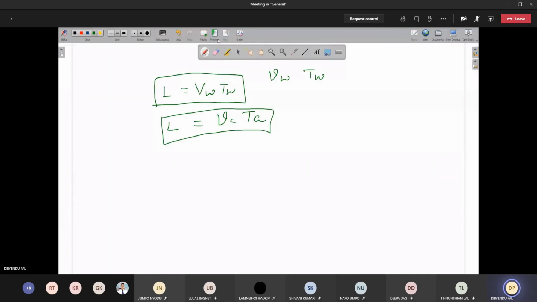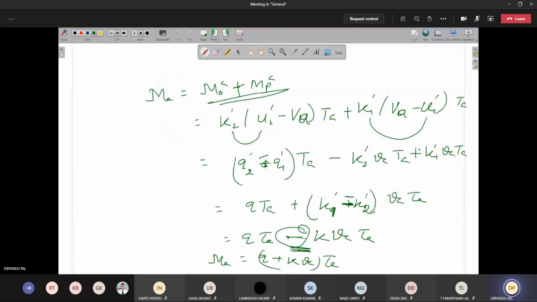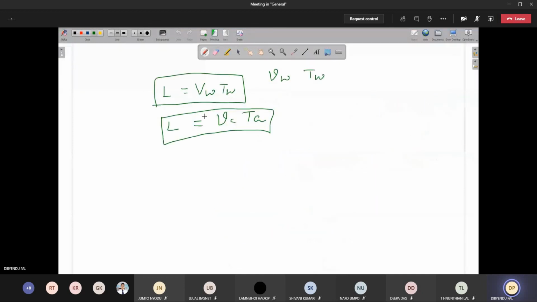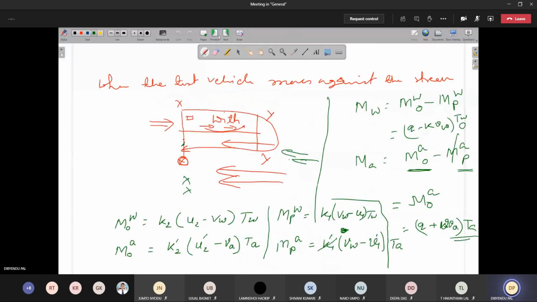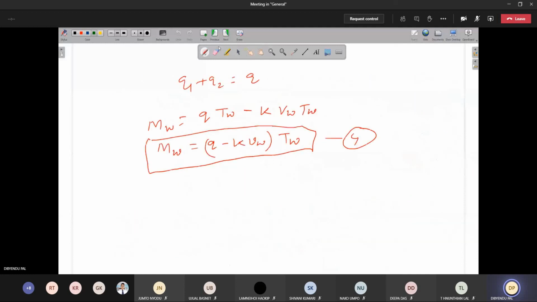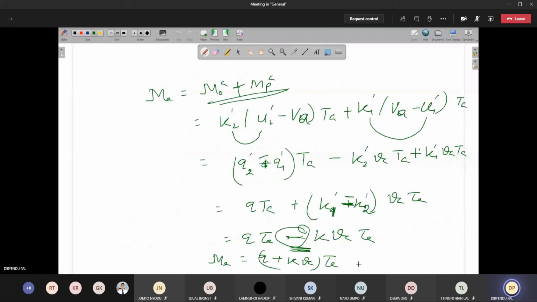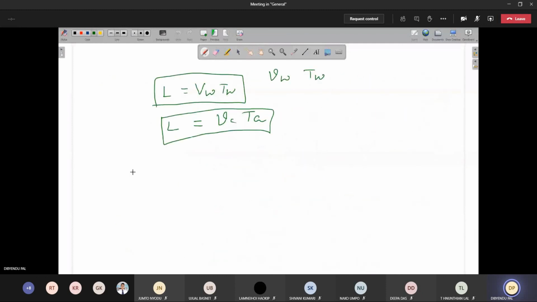We can write these two expressions. Now, writing the expression, give equation numbers here. The earlier equation was number 4. Let us say this equation is number 5. Now add equations 4 and 5.